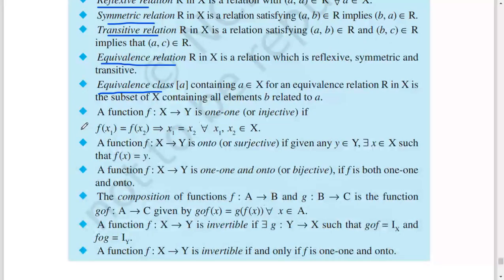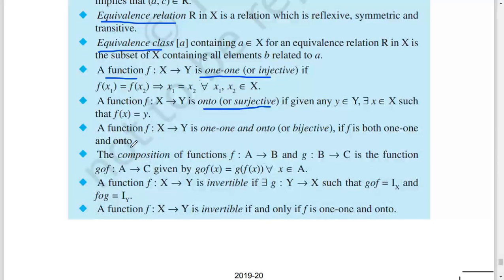A function f: X → Y is one-one or injective if f(x1) = f(x2) implies that x1 = x2 for all x1, x2 belonging to X. A function f: X → Y is onto or surjective if given any y belonging to Y, there exists x belonging to X such that f(x) = y. A function f: X → Y is one-one and onto, or bijective, if f is both one-one and onto.